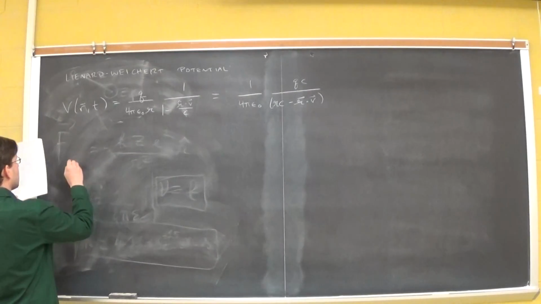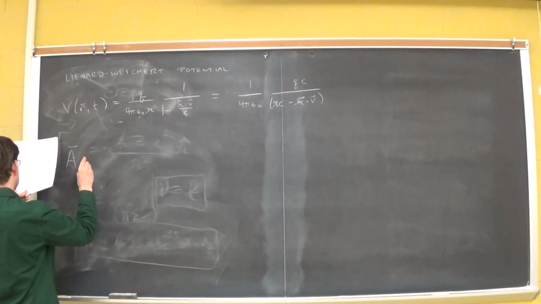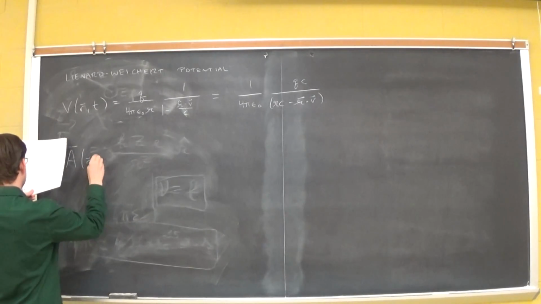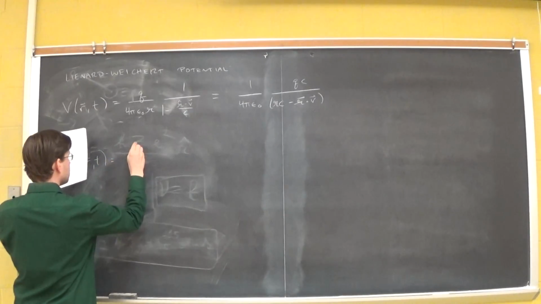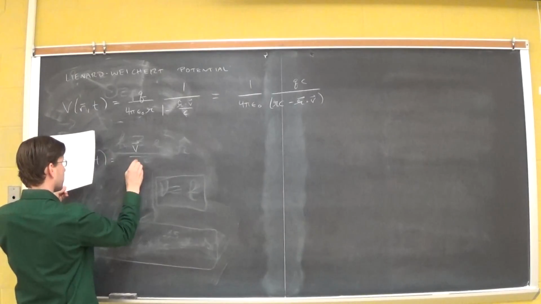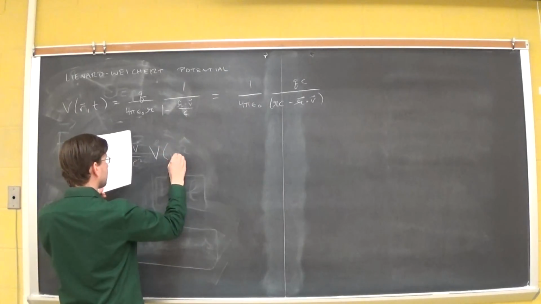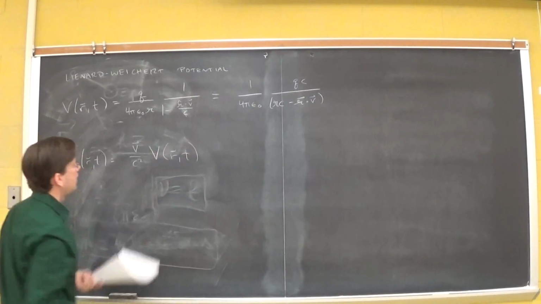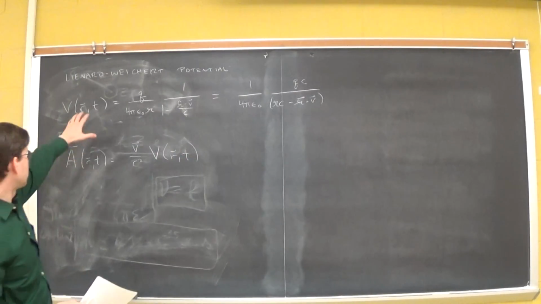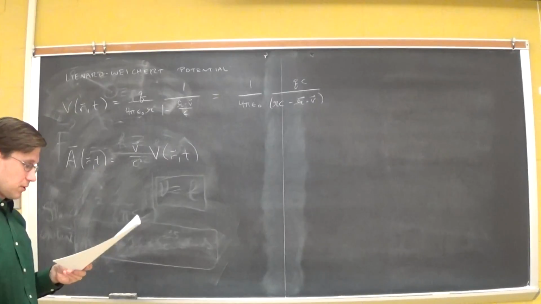And then we can also say, once we know V, that our vector potential A of R and T is equal to the velocity vector V over C squared times the scalar potential capital V of R and T. Okay, so once we know V, then we know A, and those are the total Liénard-Wiechert potentials.